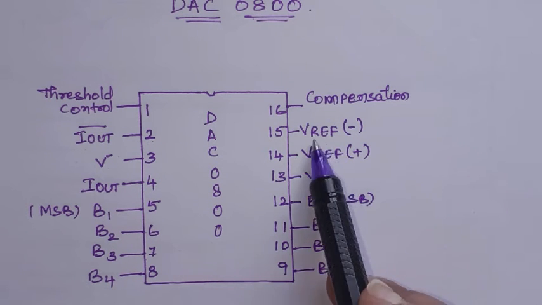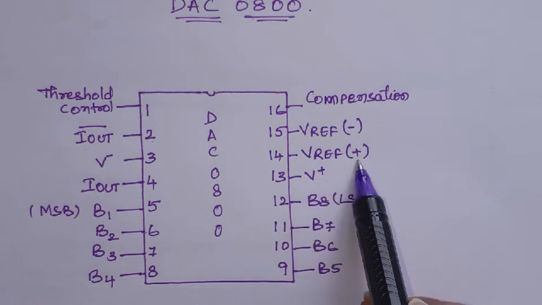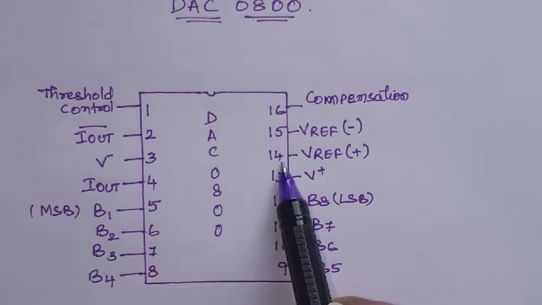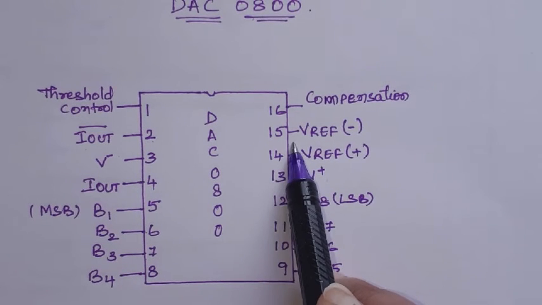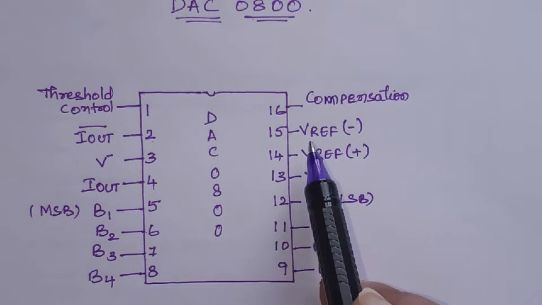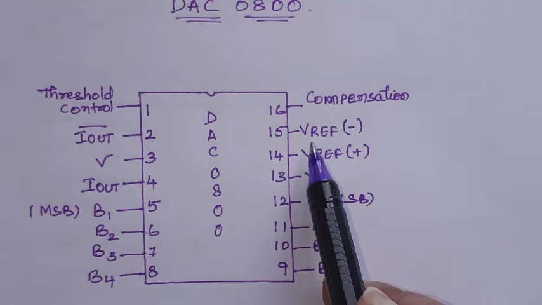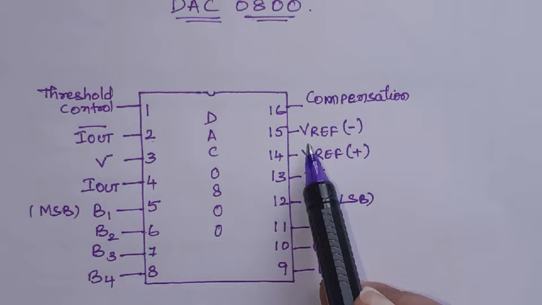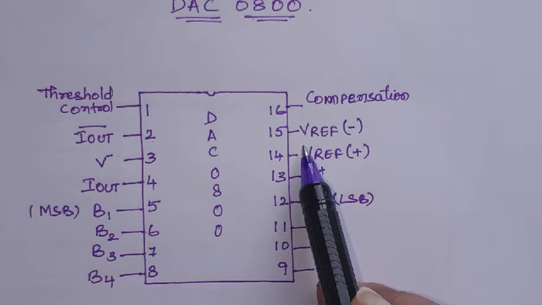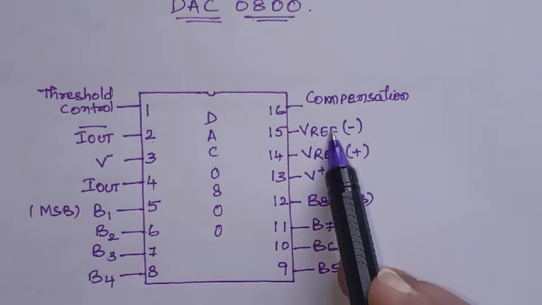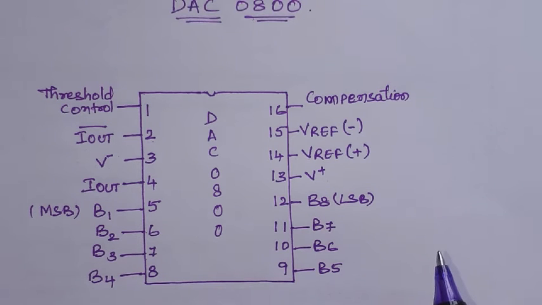We give the reference voltage V reference positive at the 14th pin and V reference negative at the 15th pin. The output voltage depends on the digital input we are giving, which we are converting to output voltage. How much output voltage we get depends on what we give to these reference pins. So this is about the pins available on a DAC chip.